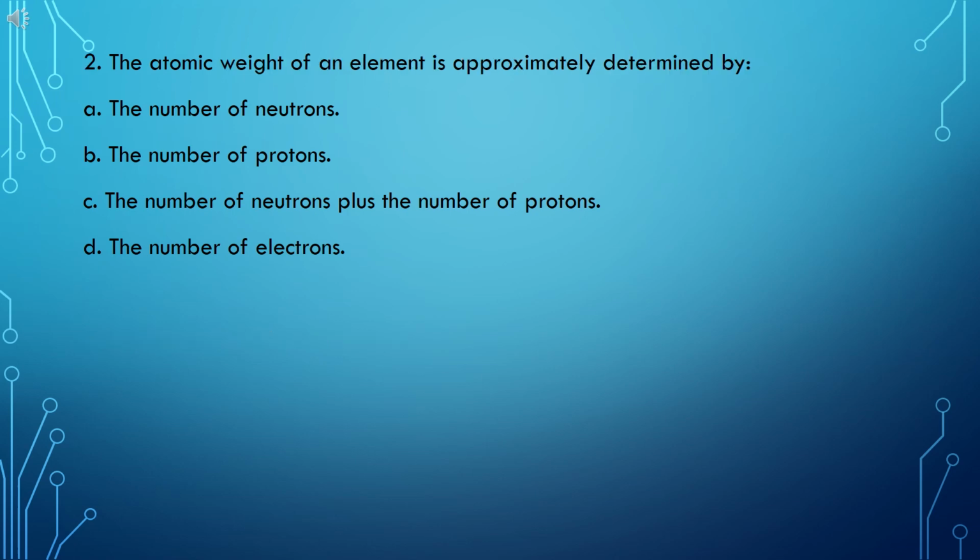Question number 2. The atomic weight of an element is approximately determined by: letter A, the number of neutrons; letter B, the number of protons; letter C, the number of neutrons plus the number of protons; letter D, the number of electrons. The answer is letter C, the number of neutrons plus the number of protons.